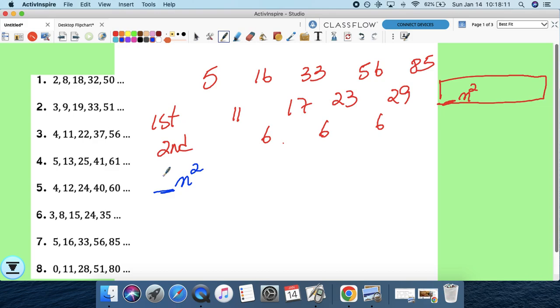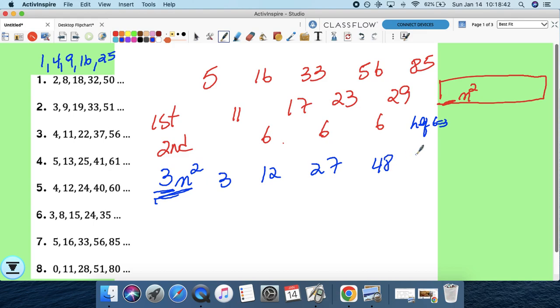And what's our coefficient? It's going to be 3. Right. Because we take the 6. We have 3. Sorry, half 6. Half 6. We got 3. Right. So what does a 3n squared sequence look like? Well, take the n squared sequence and multiply it by 3. So 1 times 3 is 3. 4 times 3 is 12. 9 times 3 is 27. 16 times 3 is 48. And 25 times 3 is 75.